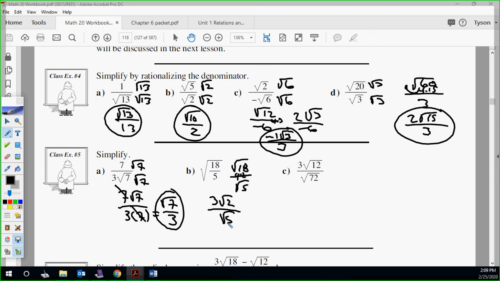But the biggest thing people get confused about here is what to do now. Here you need to write the radical on top and bottom. So root 5 top and bottom will give 3 root 10 over 5, which is the final answer.